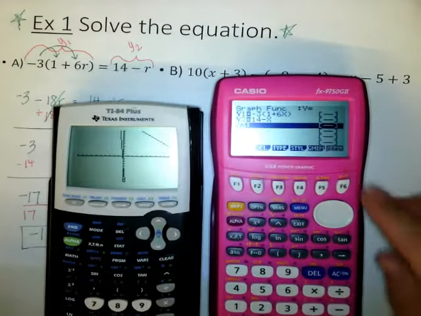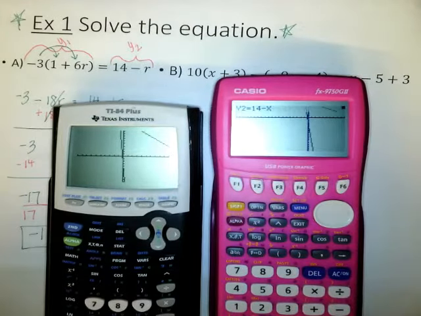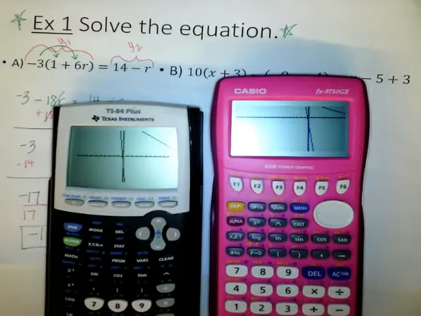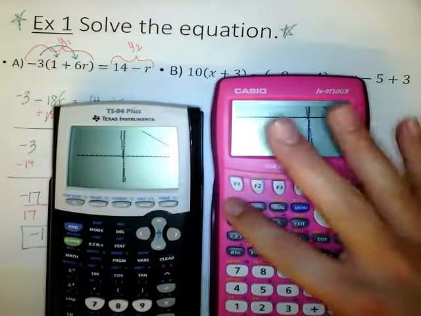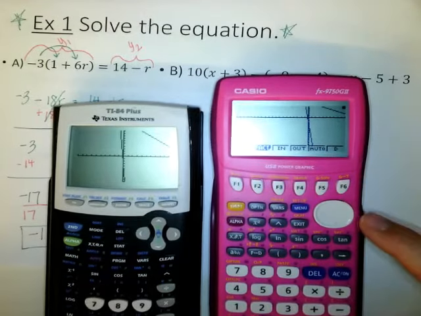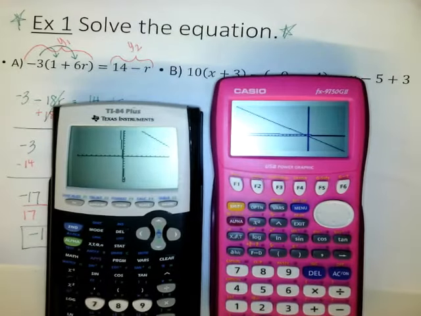Okay. On the Casio, we're just going to press draw, I think. Yeah, okay. And so it sort of picks a window, I think, for the Casio. I haven't quite figured it out. Oh, wait, zoom. Let me try that. Okay, sorry, auto. Let me try that. Oh, that's kind of interesting.